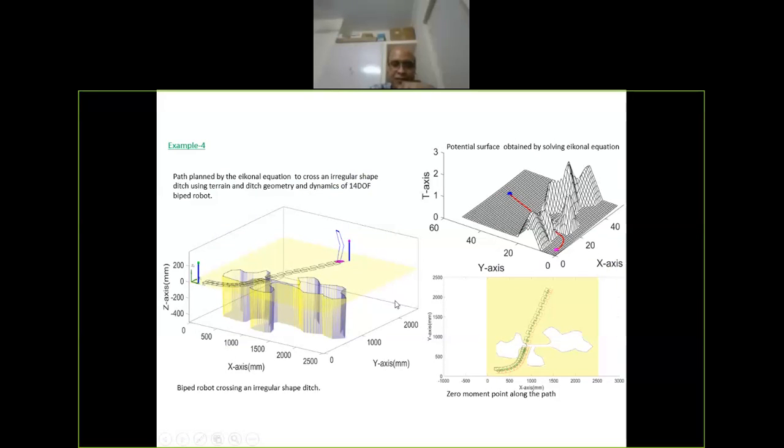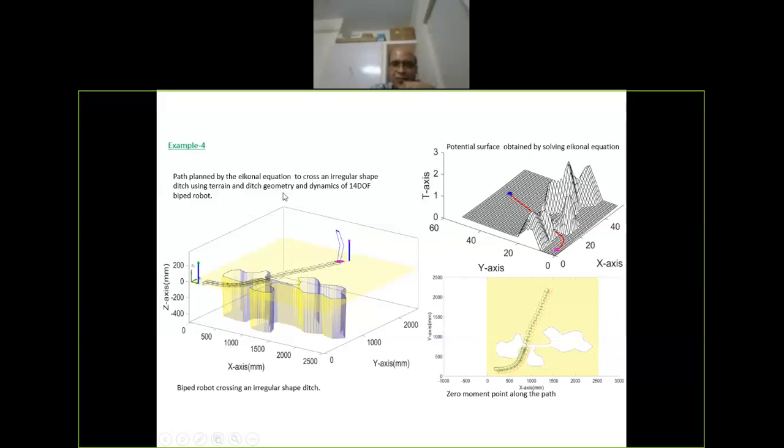The figure on the left is showing a three-dimensional terrain with a ditch of all kinds of shapes. So the path planner has to find the path that will take it from one point to another point and across the ditch. Okay? And the motion planner is going to find out the footsteps that it is going to follow the path to take it from one point to another.